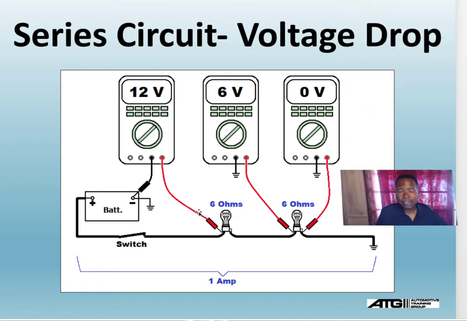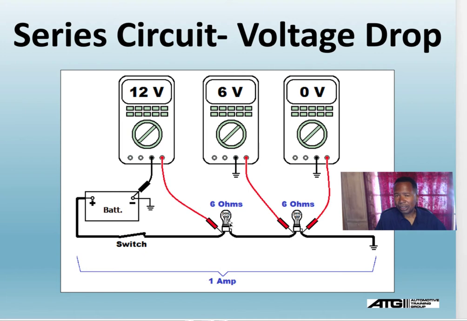Now, since this is 6 ohms and this is 6 ohms, my total, like I said earlier, you add them up. That's 12. 12 divided by 12 is 1 amp. So this light, 1 amp times 6 ohms equals a 6 volt drop. Remember Ohm's law formula: V equals I times R.